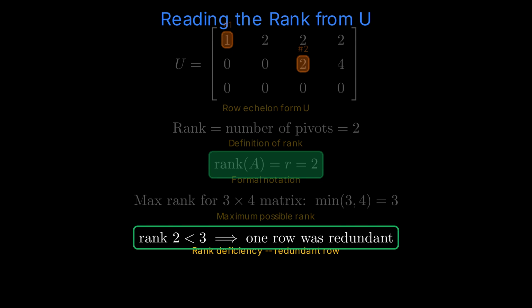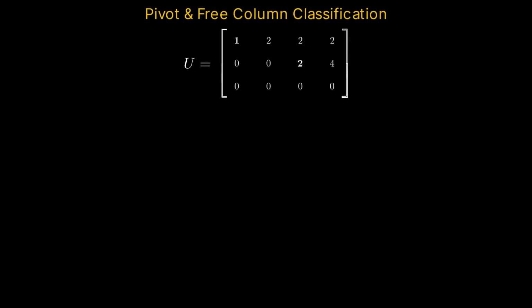Ours has rank 2, meaning 1 row was redundant. It contributed no new information. The rank determines everything that follows. Rank partitions the columns into 2 types. Columns containing pivots are called pivot columns, and columns without pivots are called free columns.